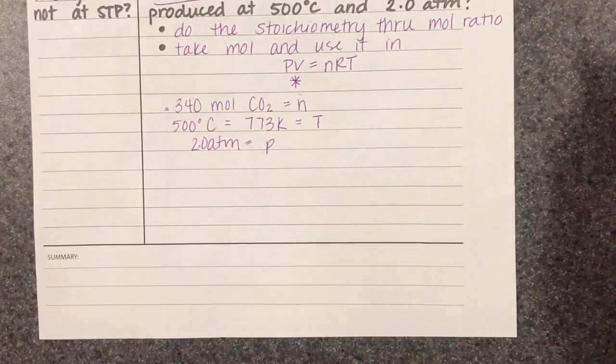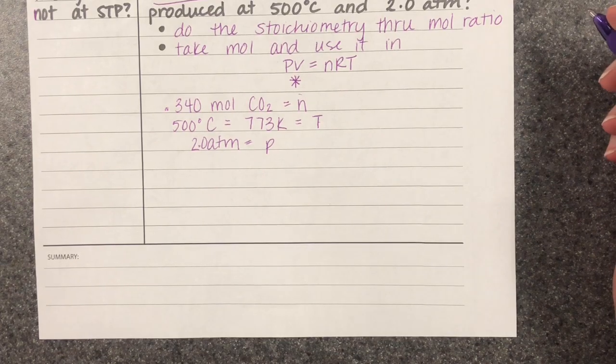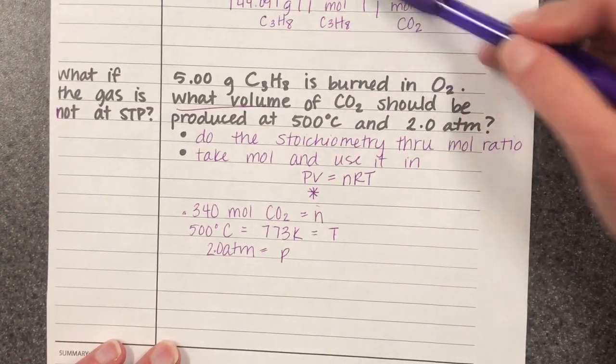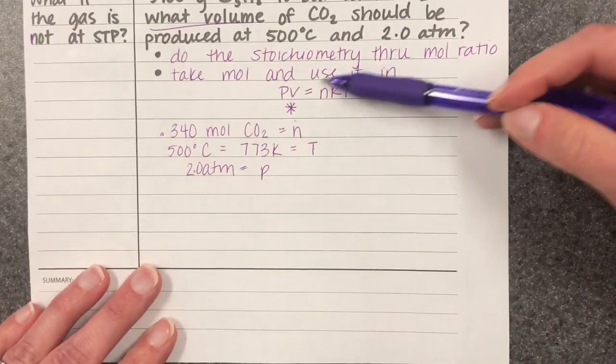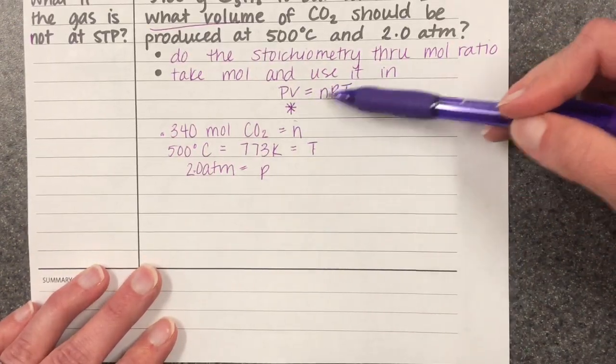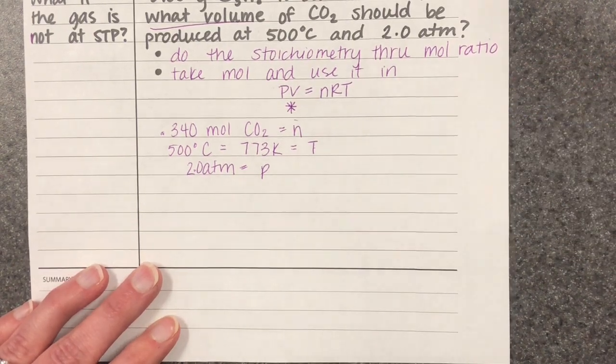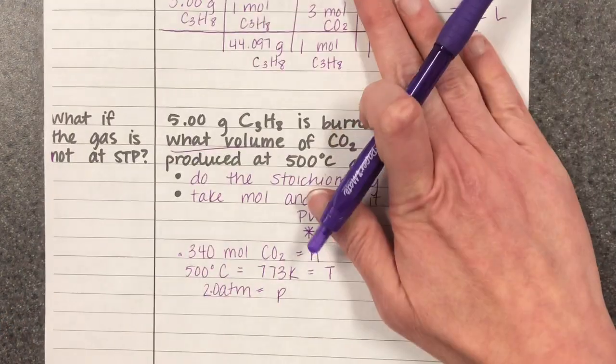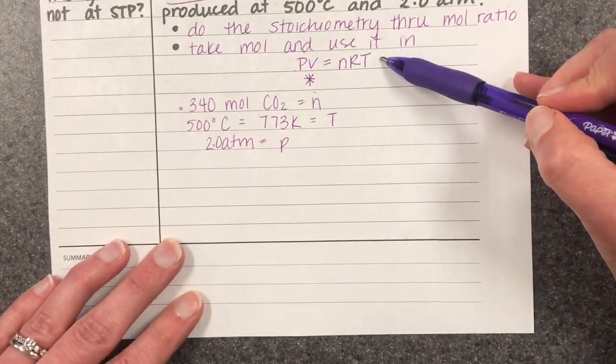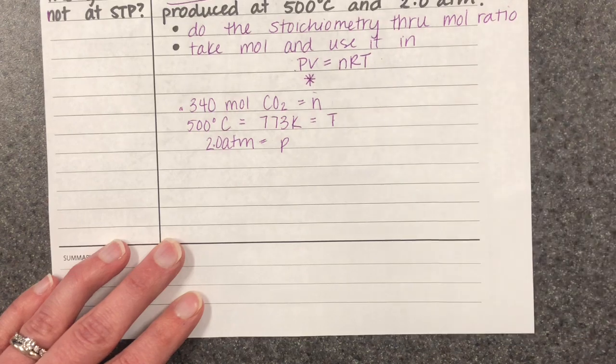So we can use the ideal gas law in conjunction with stoichiometry. Remember that stoichiometry is all about moles, the mole ratio, and the ideal gas law has moles. And any value for pressure and temperature can be used with the ideal gas law. So if our gas is not at STP, then we can simply stop at moles and use the ideal gas law to solve for our wanted volume.